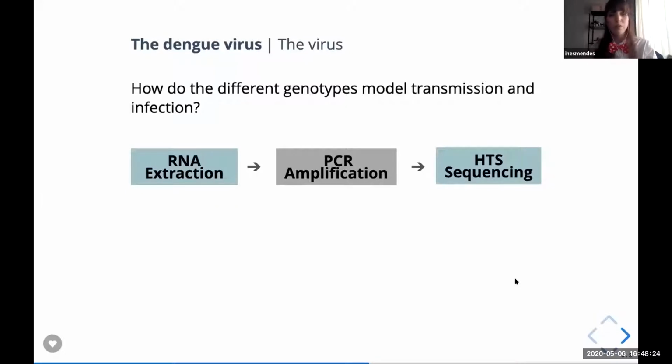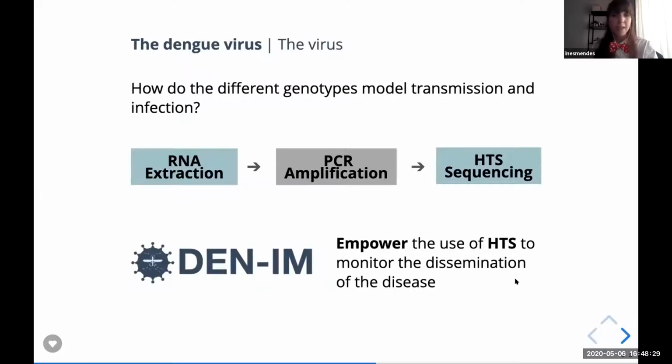Because it's so small, you can actually sequence a lot of samples in a single Illumina machine. And with that aim of facilitating the discrimination of not only the serotype, but also the genotype level, which is based on homology, we developed this tool, well, this workflow that is called DENIM. DENIM initially stood for dengue identification through metagenomics. There are many people making jokes saying that DENIM stands for dengue Inês Mendes. It's a fun pun.